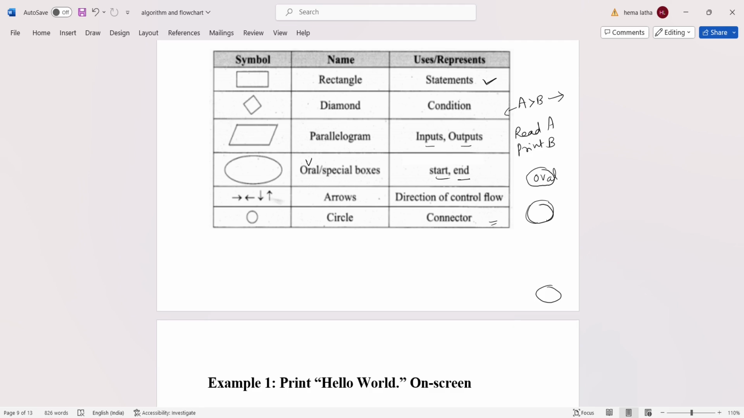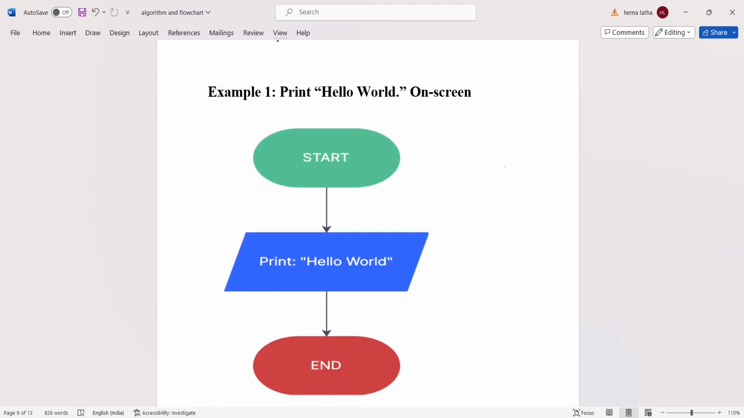Now I will show certain examples so that you can understand clearly. See here, one small example I have given. On the screen I would like to print hello world. Only I would like to print hello world. For that what do I have to do? First I should start, then print hello world, and then end. See the symbols here, that is very important. Start and end, oval symbol, already I mentioned. And then parallelogram for output. So printing means output only. That's what we followed, the parallelogram symbol. From starting it goes to printing, and after printing it comes to the end. So this arrow mark represents that here.